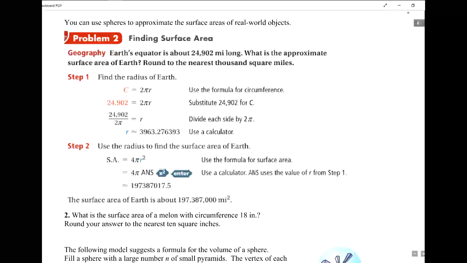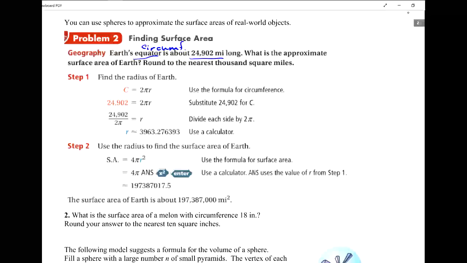We're given the Earth's equator is about 24,902 miles long. So the equator, we know, is a circumference. We want to know what the surface area of the Earth is. Well, we know that circumference is 2 pi r. We know that anything we need to do with circles or spheres or the like has to have a radius. So if we write our formula for circumference, we can substitute in the circumference. We divide both sides by 2 pi, and we have r.